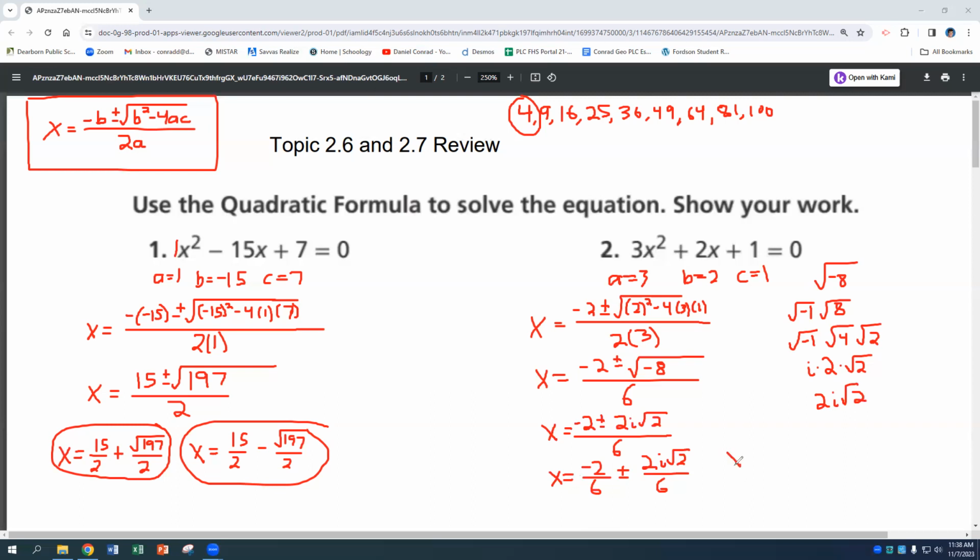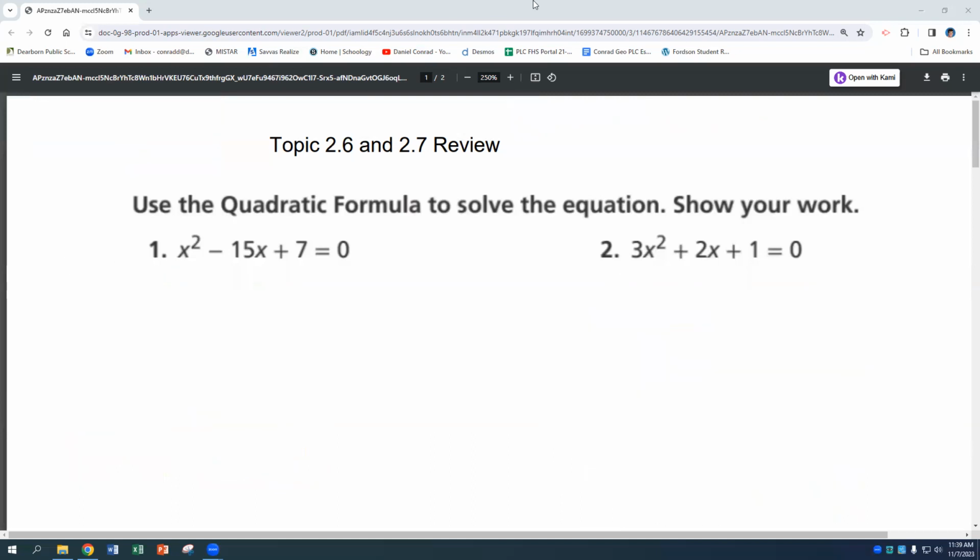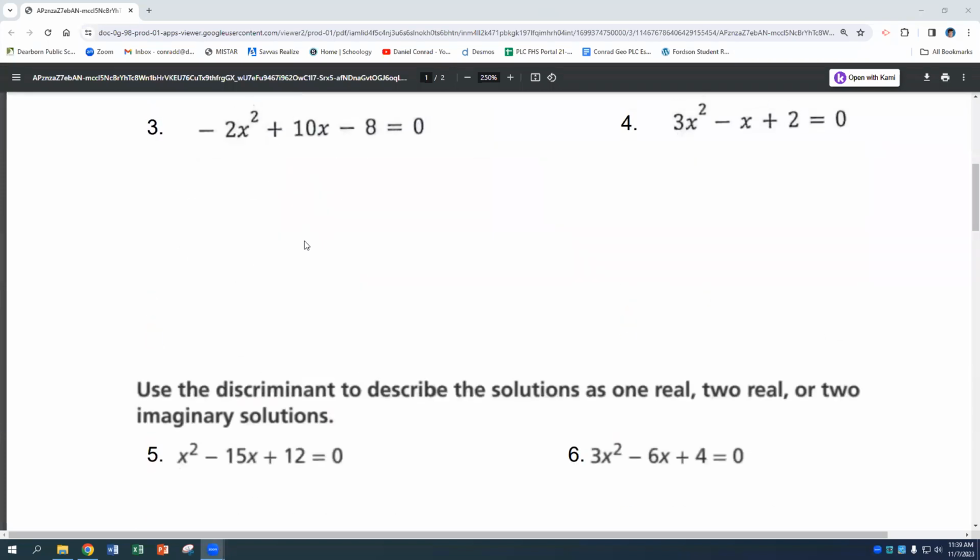So our two solutions here are going to be negative 1 over 3 plus i square root of 2 over 3. Right, because 2 divided by 6 is 1/3. And then negative 1 over 3 minus i square root of 2 over 3. Be my two answers. All right, let's look at the next one.